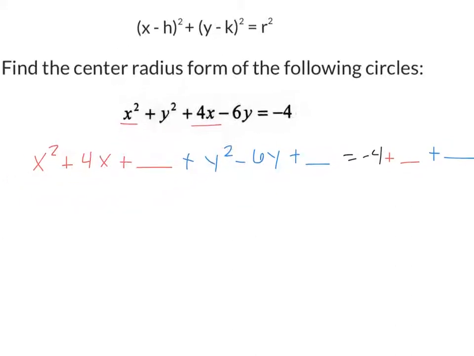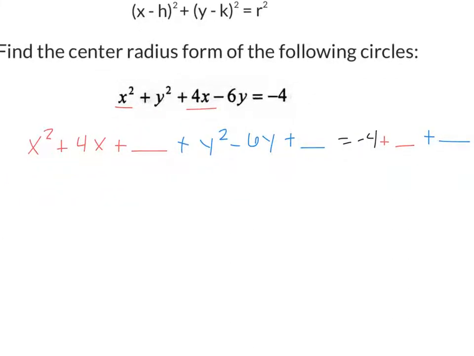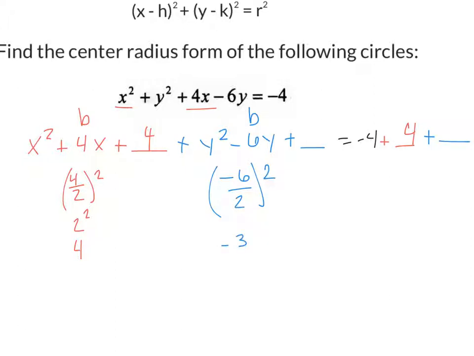Okay, now I'm going to complete the square. To complete the square, you take the b value, so the b value in this case is 4, and you're going to divide it by 2 and square it. That's 2 squared, so we get 4. And that 4 is going to go here and here. And then what I'm going to do here is take the b term here and divide that by 2 and square it. So negative 3 squared gets you a positive 9. So that 9 goes here and here.